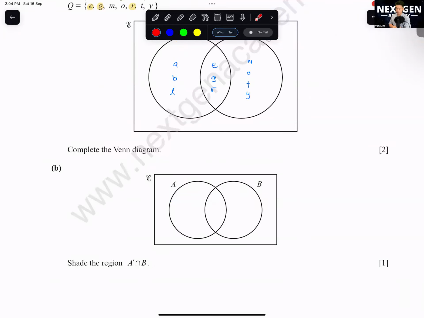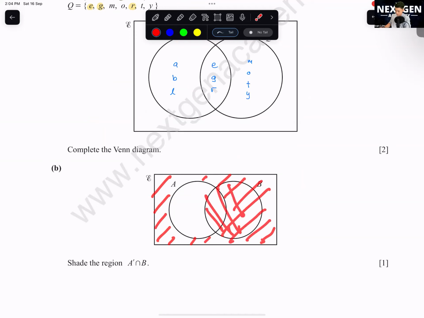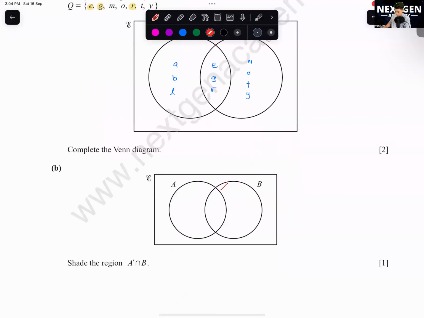Okay, shade the region A prime, that means not A intersect B. Okay, A prime is where? Outside of A. Okay, A prime is outside of A. B is this side. Okay, intersect means the two region. Okay, the two region. So here is the region that we want.